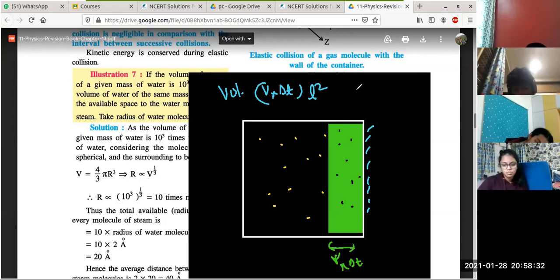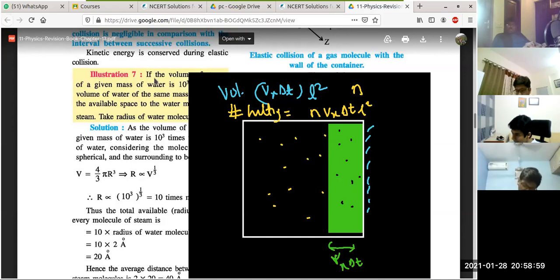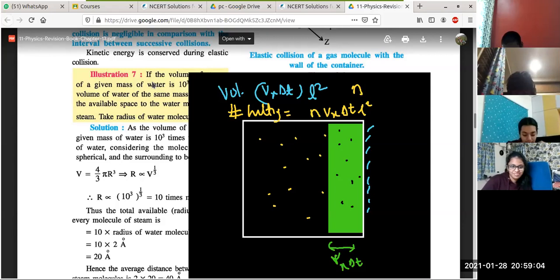Now, if the number of molecules per unit volume is n, then the total number of molecules hitting is n into Vx delta T into L square, right? Correct? Write this down quickly. Understood this much?